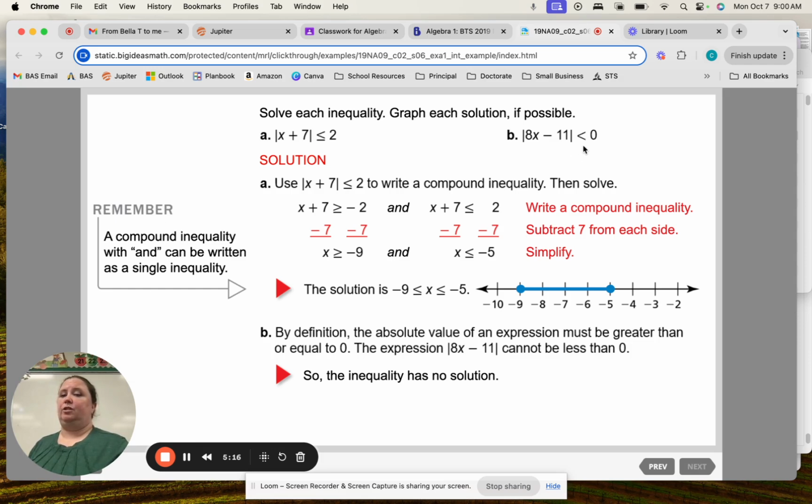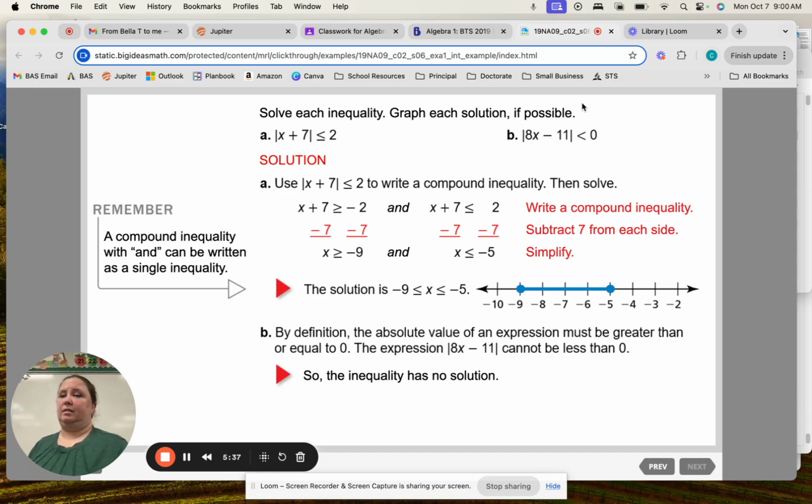Now, if this had an equal to sign, we could solve it, because it can equal 0. It just can't be less than 0, because we can't have a negative absolute value. That's the whole thing of absolute values. It makes it positive.